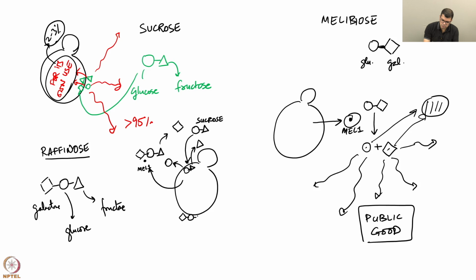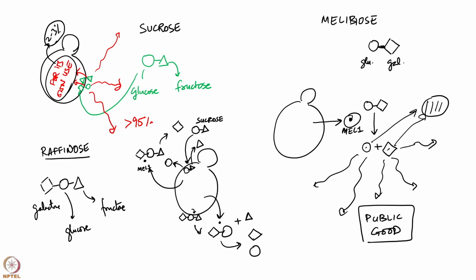raffinose can be brought to the periplasm and Suc2 acts on this, which leads to release of melibiose plus fructose. This melibiose can then be acted upon by MEL1, which leads to hydrolysis of melibiose and release of glucose and galactose. So, the point being that there are these several public good type of systems in yeast, and our group has been using these systems to understand processes of diversification and how populations interact with each other in the context of these public good systems. We will continue these discussions in the next video of the course.